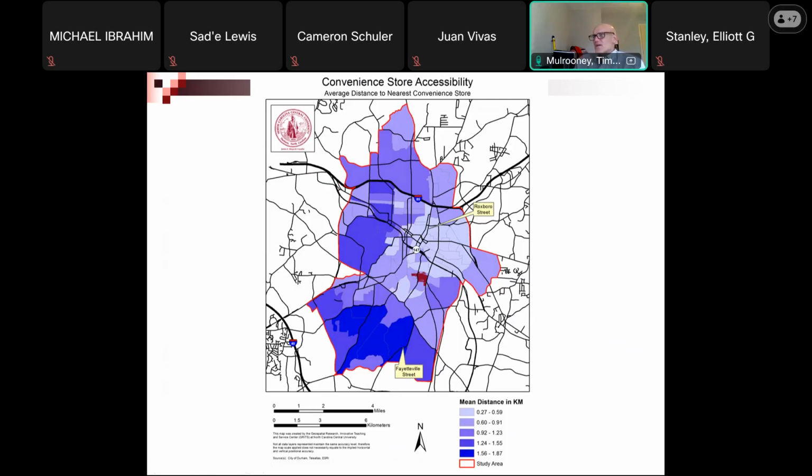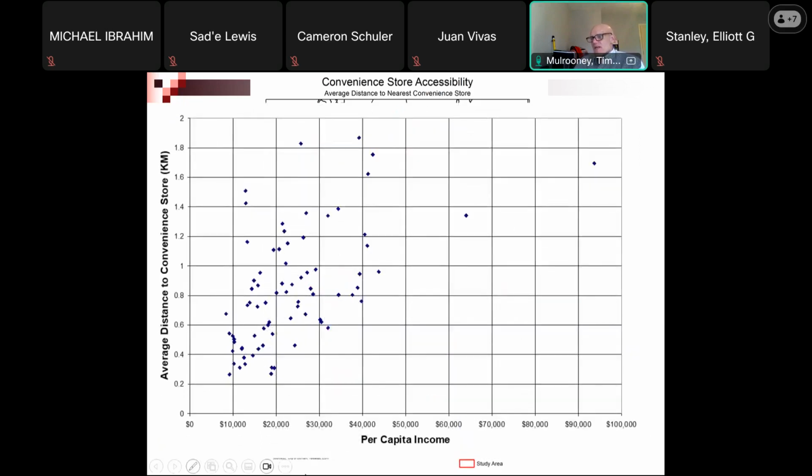And what I did was, when I map it, my income on my x-axis, my distance to a convenience store on my y-axis, do you see a pattern here? What happens as income increases? They get further and further away from convenience stores. Do you think that's an accident? I don't either. Okay, I don't either.